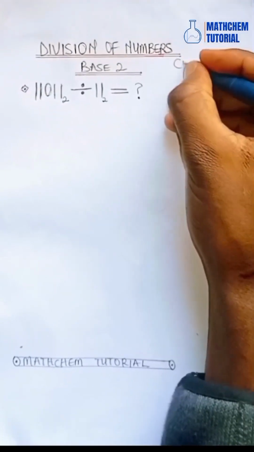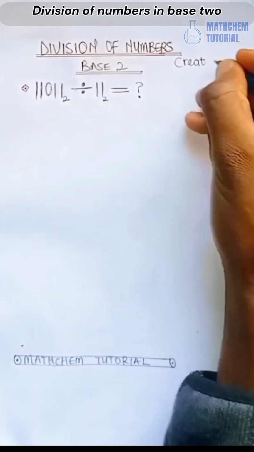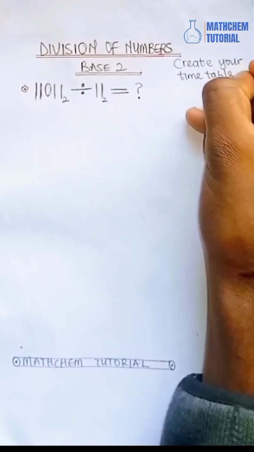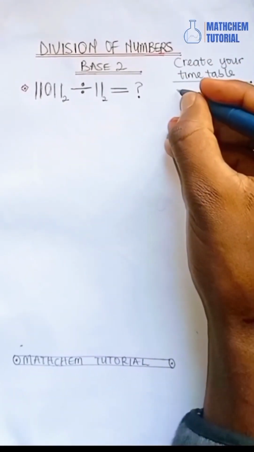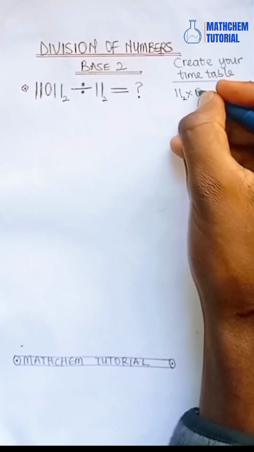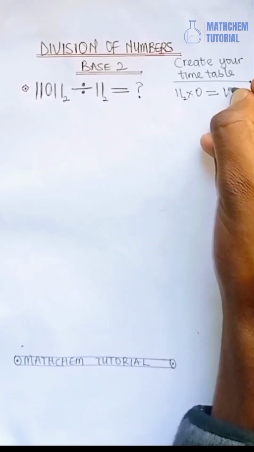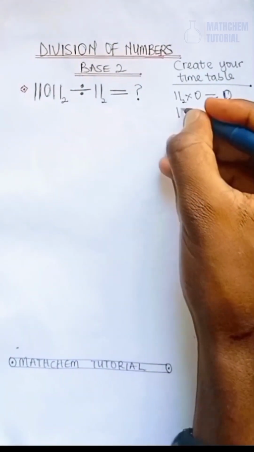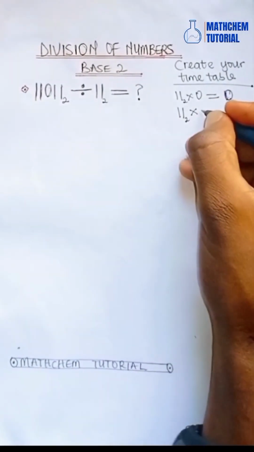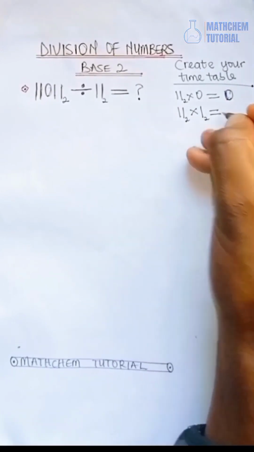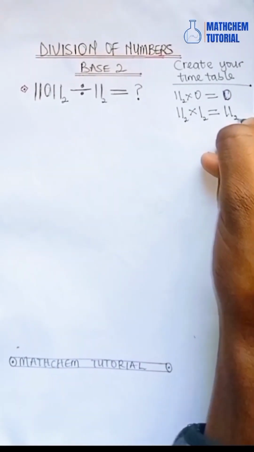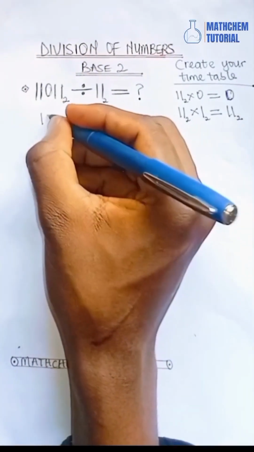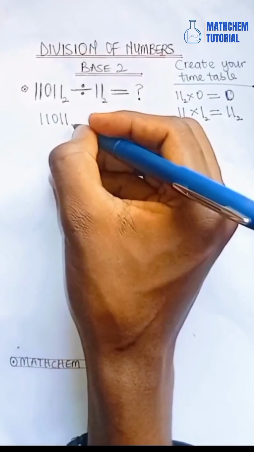Guys, today we'll be looking into division of numbers in base 2. The first thing to do is to create your own timetable. 1 base 2 multiplied by 0 gives us 0, and 1 base 2 multiplied by 1 gives us 1 in base 2. Realize that in base 2 we have only the numbers 0 and 1, so you have to stop there. Now let's go to the main division.